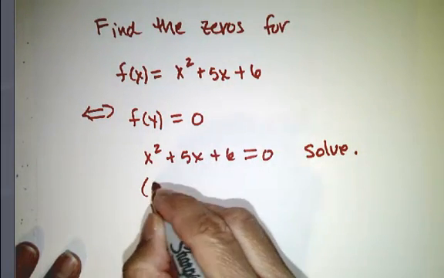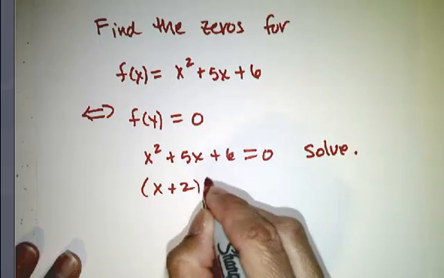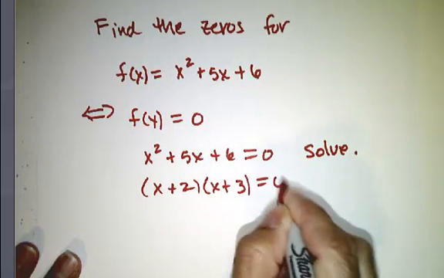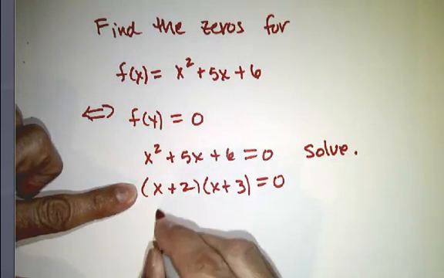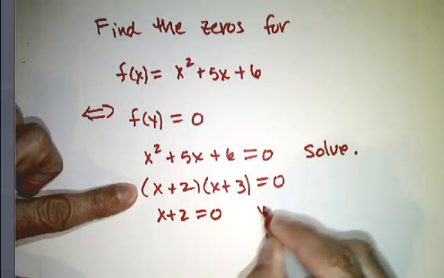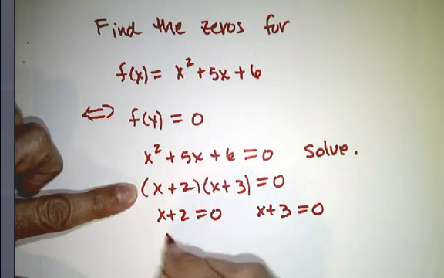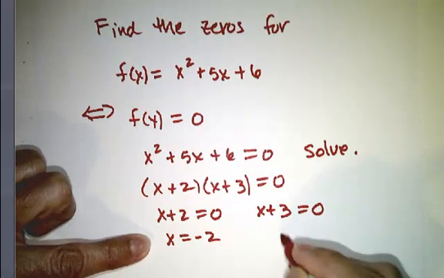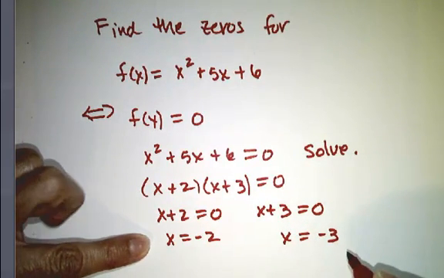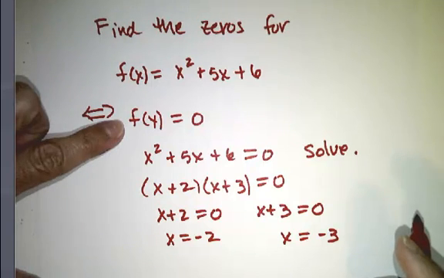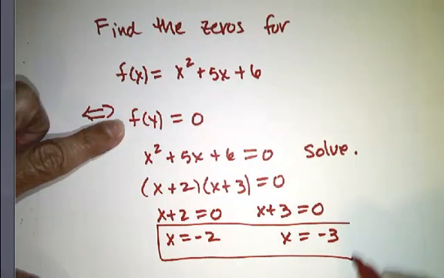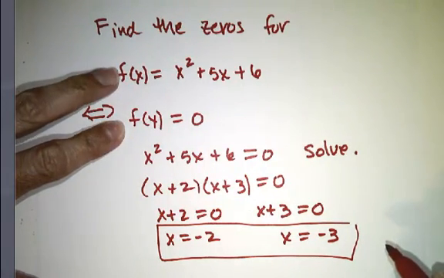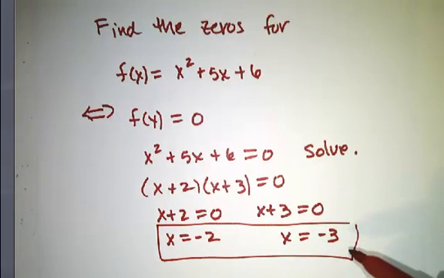But this factors, so I end up with x plus 2, x plus 3 equals 0. And now I'm going to employ the zero product property, which we've been doing all semester long, and we're going to set each factor to 0 and solve. So when x equals negative 2 and when x equals negative 3, that satisfies the equation f of x equals 0. So here are my zeros for this polynomial. They are also my roots. They are also my x-intercepts.